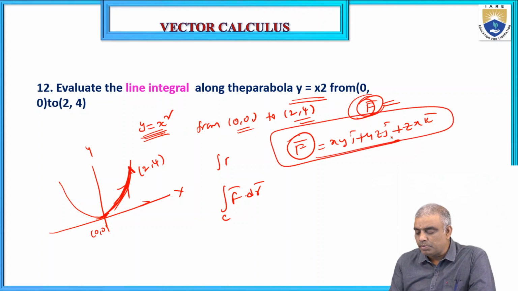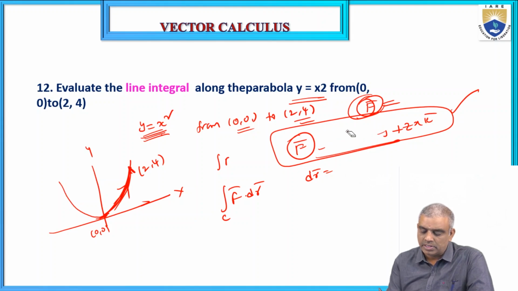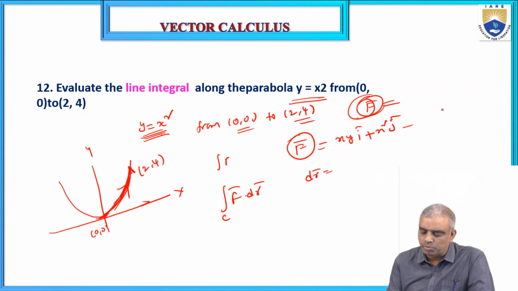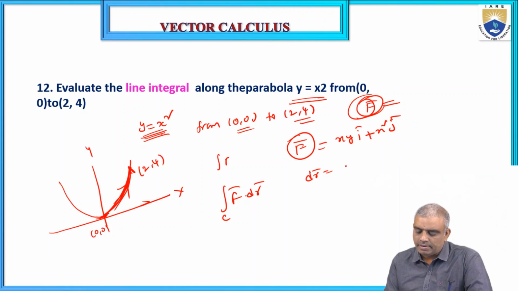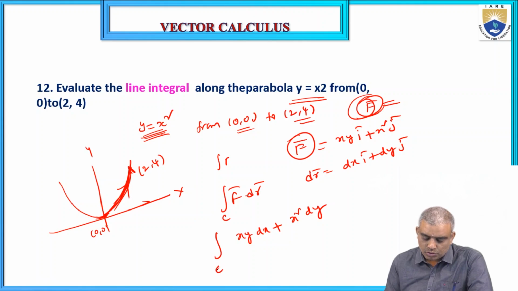If f bar should be there, suppose f bar is like that, then what is dr bar? There is no z term here, because the function is defined in the xy plane. Suppose f bar is equal to xy i bar plus x square j bar, then dr bar is dx i bar plus dy j bar. Then f bar dot dr bar is xy dx plus x square dy. That is the function, from (0, 0) to (2, 4).